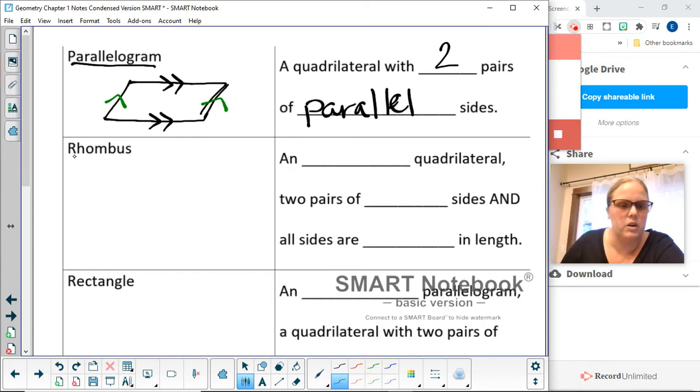All right, next one, rhombus. And this is also a quadrilateral, but it is an equilateral quadrilateral because all of the sides are the same length.